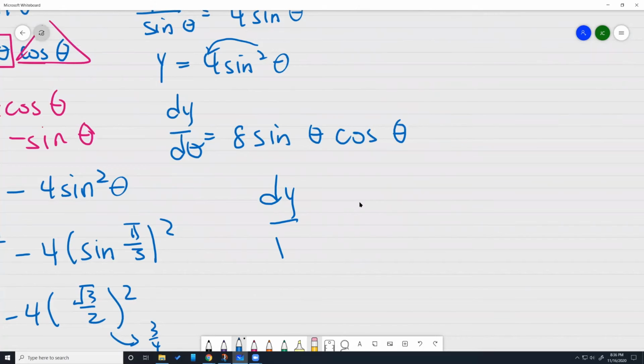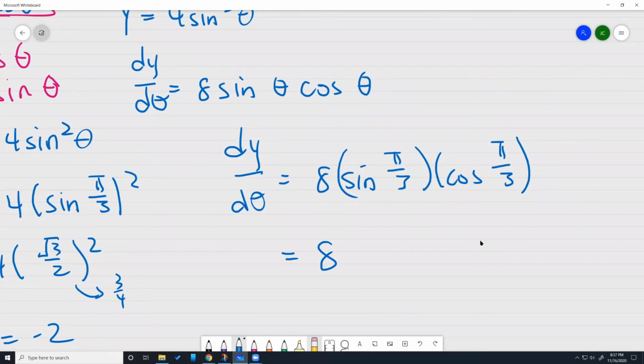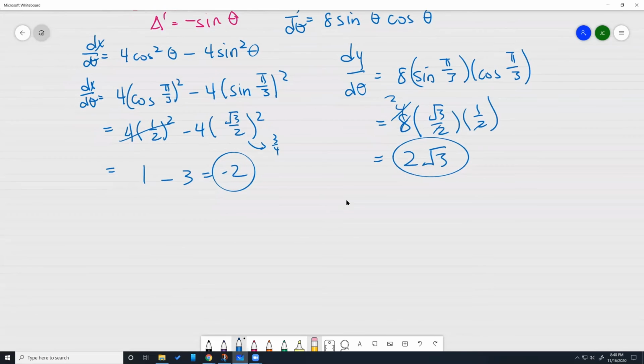Over here, sine pi over 3 is root 3 over 2 times 1/2. Okay, so we multiply this through by 8, giving 4 root 3 over 2. So that will give you 2 root 3. And that's what dy/d theta will be.